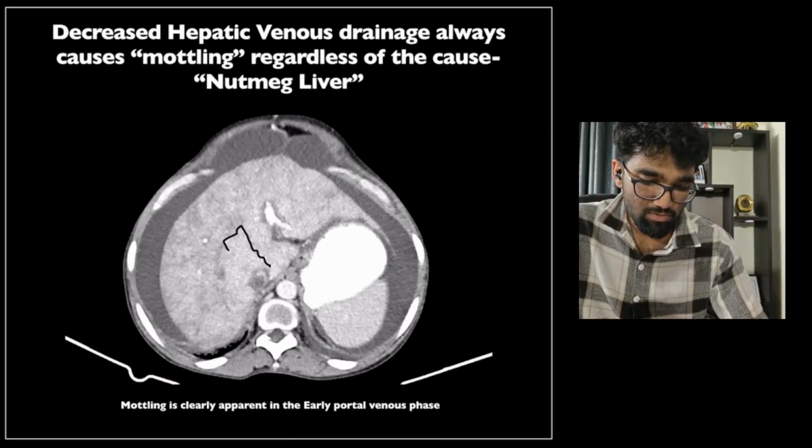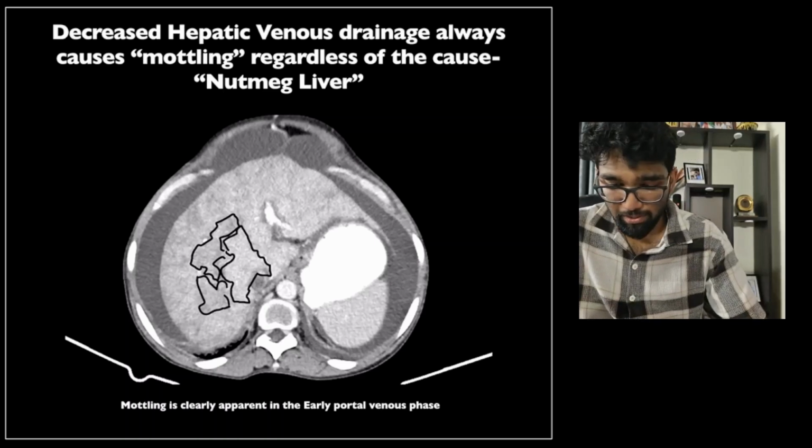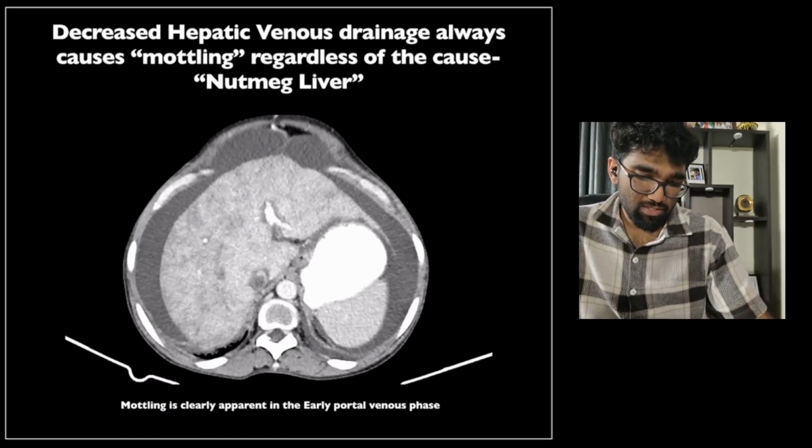So as you can see, this area is actually enhancing quite well. Then the surrounding area is not enhancing as well, and again this area is not enhancing well. So that's mottling.